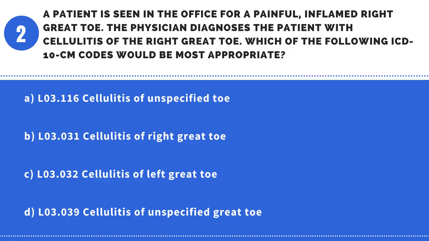Question 2. A patient is seen in the office for a painful, inflamed right great toe. The physician diagnoses the patient with cellulitis of the right great toe. Which of the following ICD-10-CM codes would be most appropriate? A. L03.116 cellulitis of unspecified toe. B. L03.031 cellulitis of right great toe.